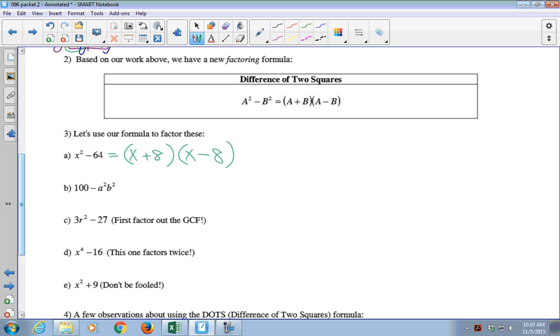All right, let's look at another one. 100 minus a squared, b squared. And we're going to have 1 plus and 1 minus because 100 is a perfect square and a squared, b squared is a perfect square, so our formula applies. Square root of 100 is 10, so I'm going to put a 10 in here. What's the square root of a squared, b squared? AB.